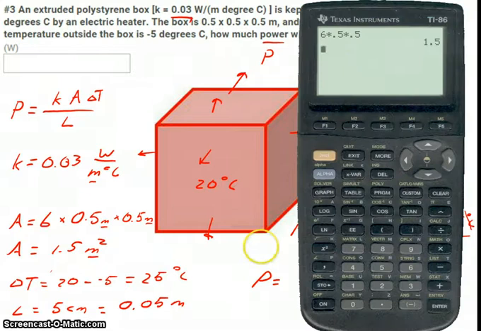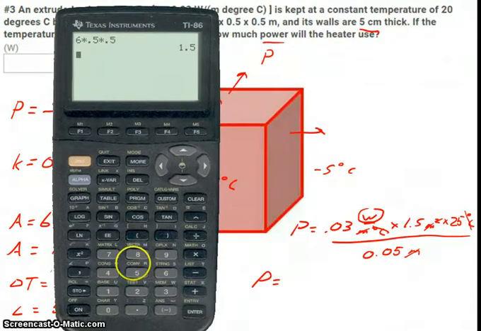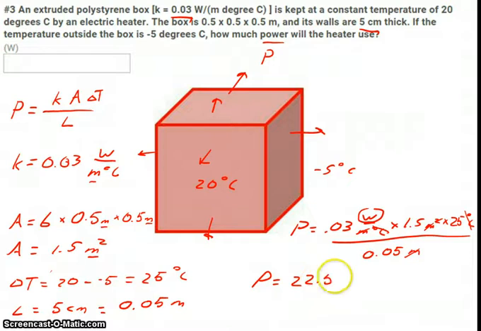So if we put these numbers into our calculator, we've got 0.03 times 1.5 times 25 divided by 0.05. We enter those in and we get an answer of 22.5 watts. That looks like a good answer, so let's write that down: 22.5 watts. Well, now that seems reasonable. It'd be a little bit like a small light bulb would keep that box heated, so we'll leave it there.